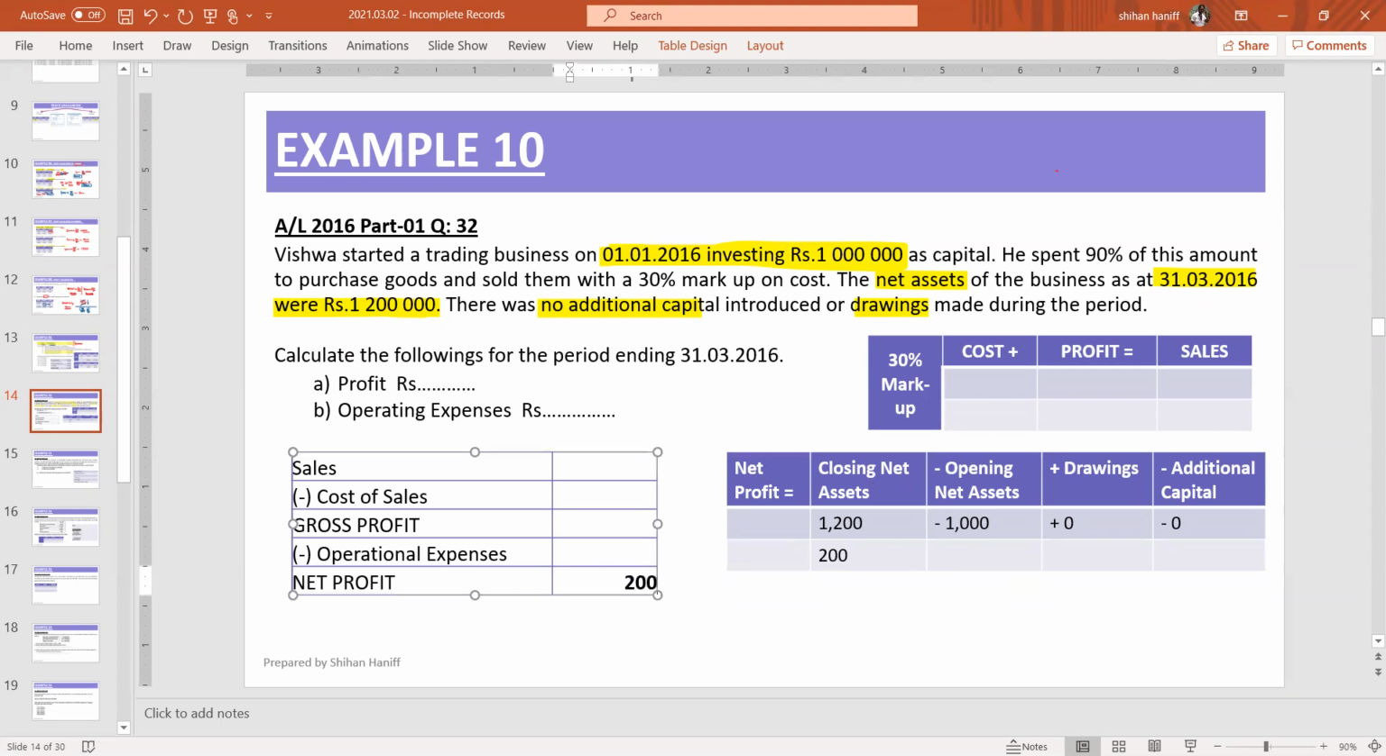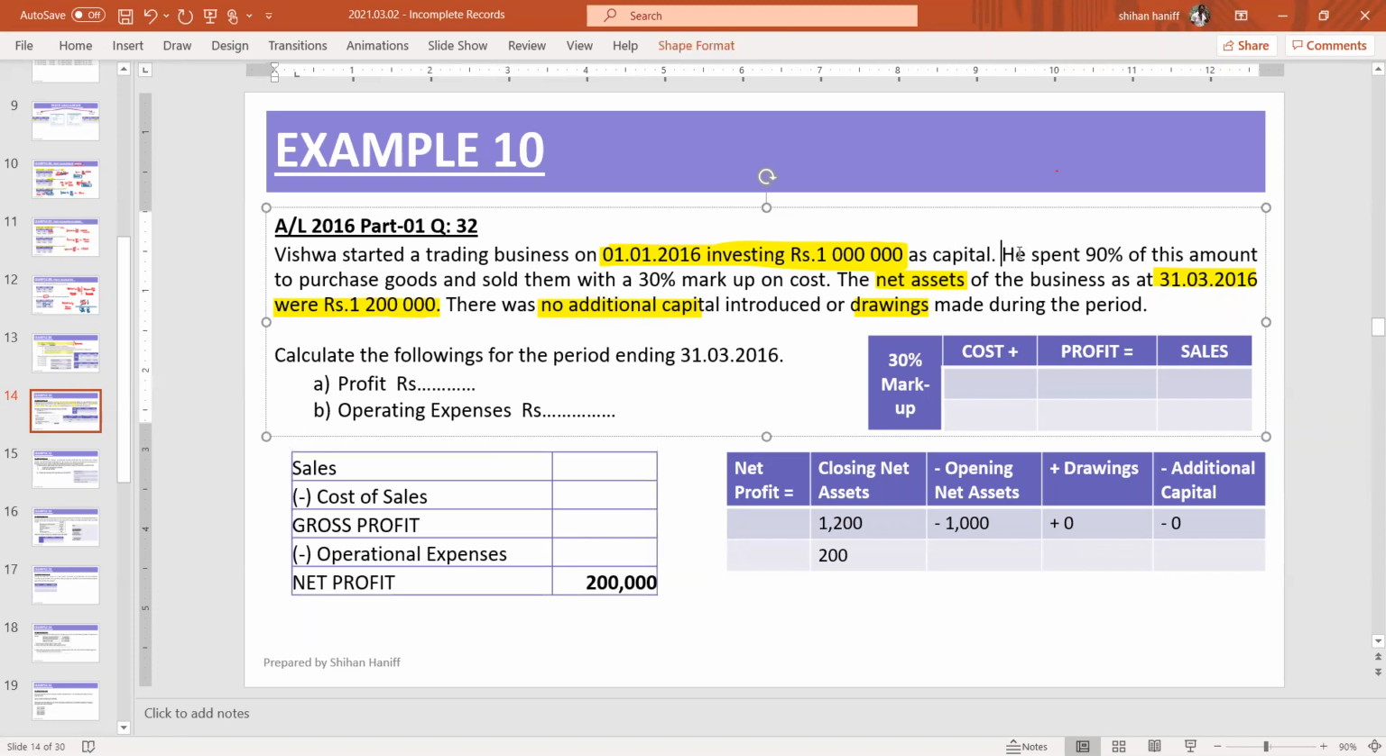So we calculate the net profit by taking sales minus cost of sales equals gross profit, minus operational expenses is net profit. Right? Now the question is, what is the operating expenses? What is the operating expenses? Can you all give a try to calculate the operating expense?